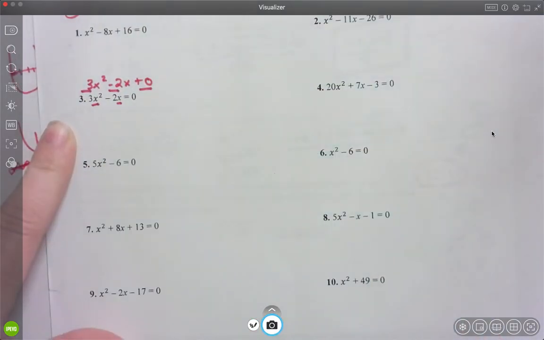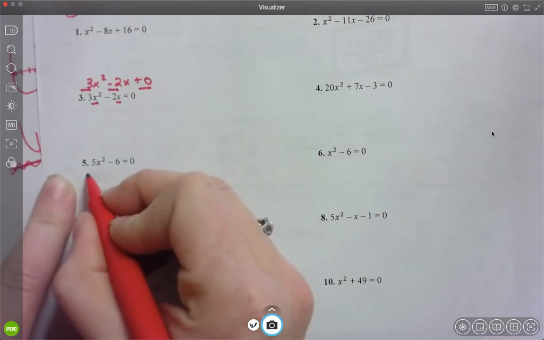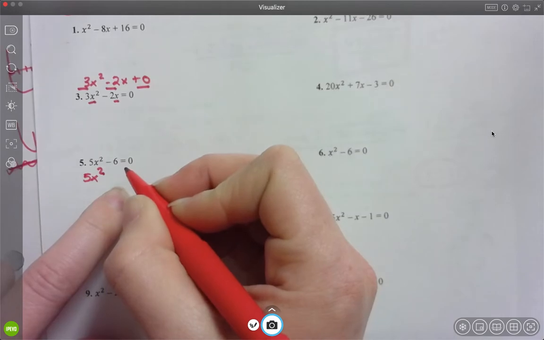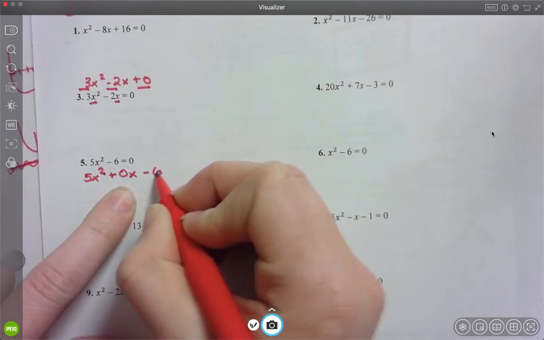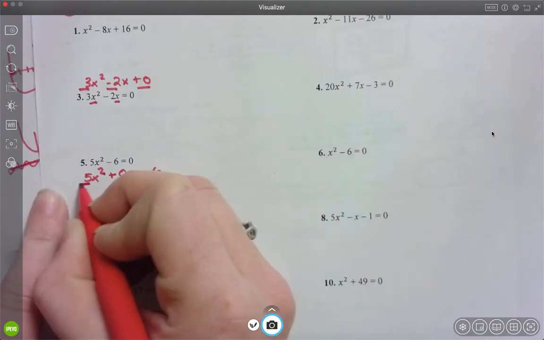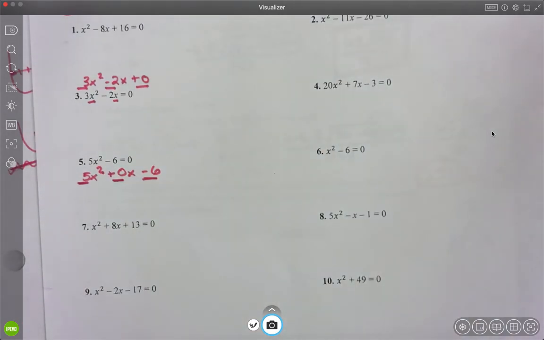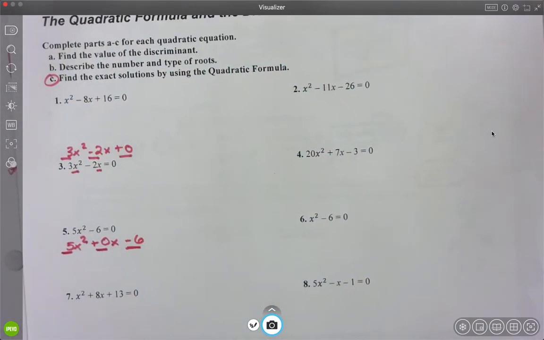For number 5, you have to decide which part is missing. We have a 5x squared, but where's the x value? There's no x, so we have to put plus 0x minus 6. So a is going to be 5, b is going to be 0, and c is going to be negative 6. So be thinking about that if you have pieces that are missing. Go ahead and do the quadratic formula for solving each one of these. We'll do parts a and b tomorrow.